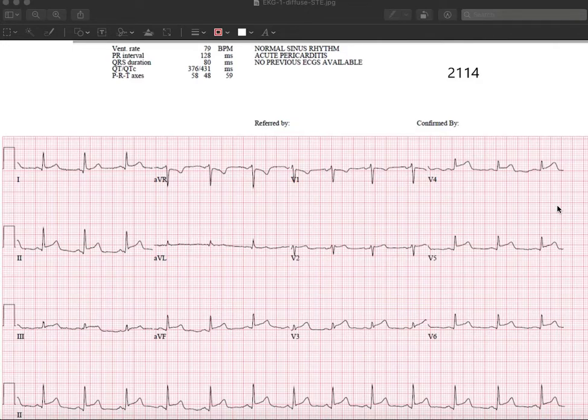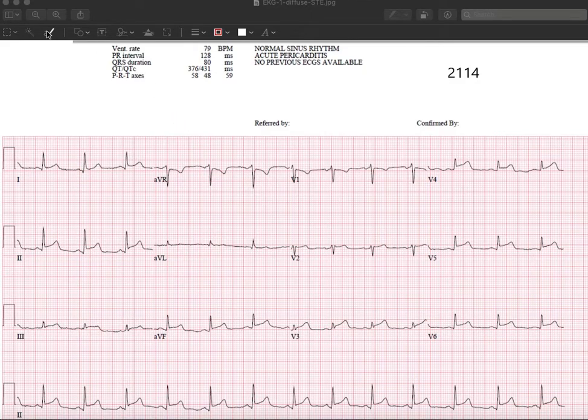So there's a pattern observed by Dr. Smith. It wasn't proven by studies, but it was just an observed pattern. If you look at V3 and V4, you can appreciate there's ST elevation. There's an R wave and there's ST elevation in both leads, V3 and V4. The R wave is coming down, but it's not reaching baseline. There's no S wave, and there's no Osborn wave, or what we call the J wave.